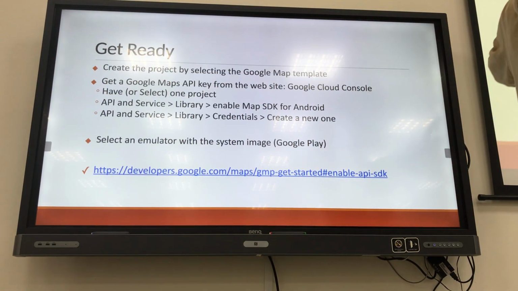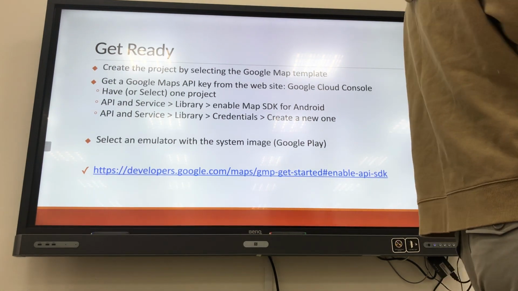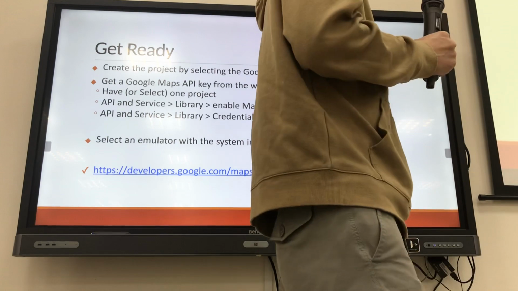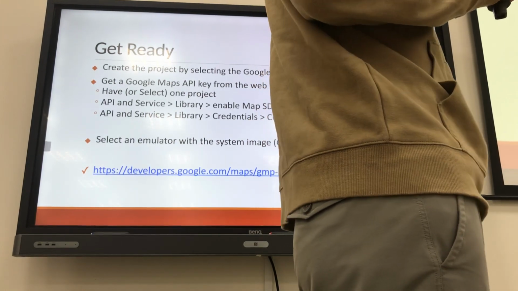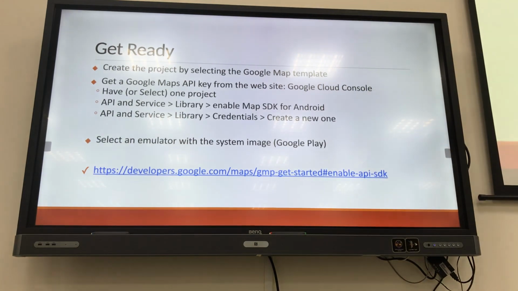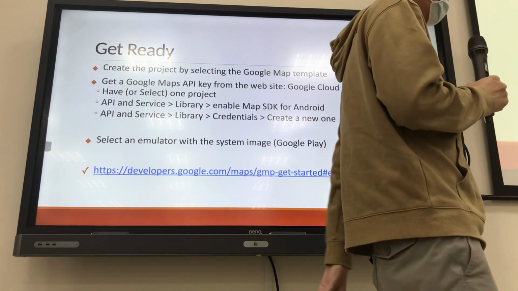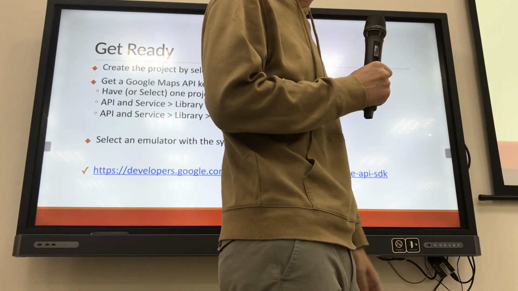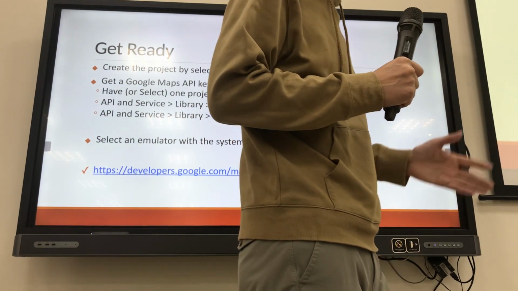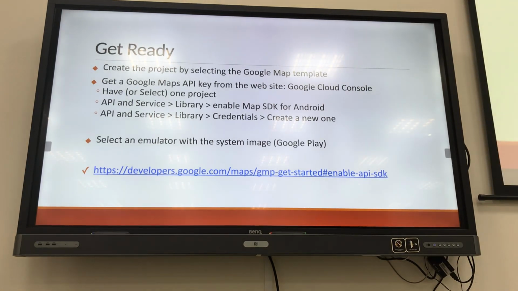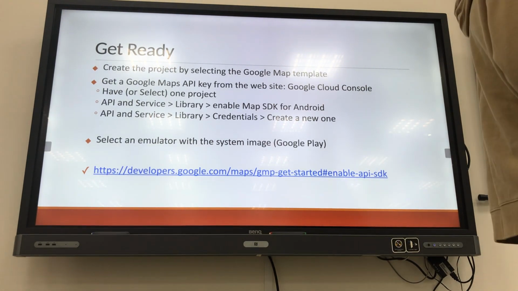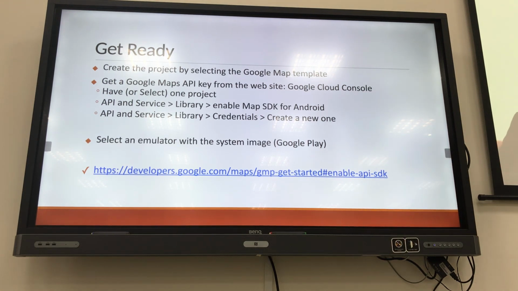Before using the Google Map, you need to make sure that you get ready in your developing environment. Okay. So the first thing is when you create a project, you can select the Google Map template. That's the first thing. Okay. Using the Google Map template will let you easily configure the necessary setting in your app. The second one is you need to get a Google Map API key from the Google Cloud Console.